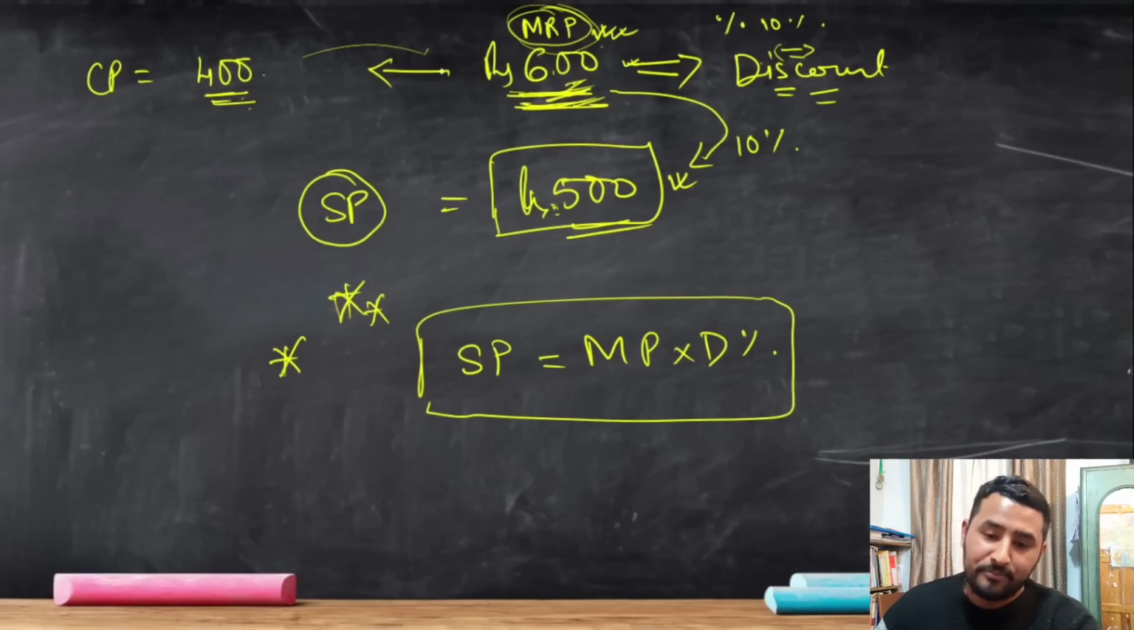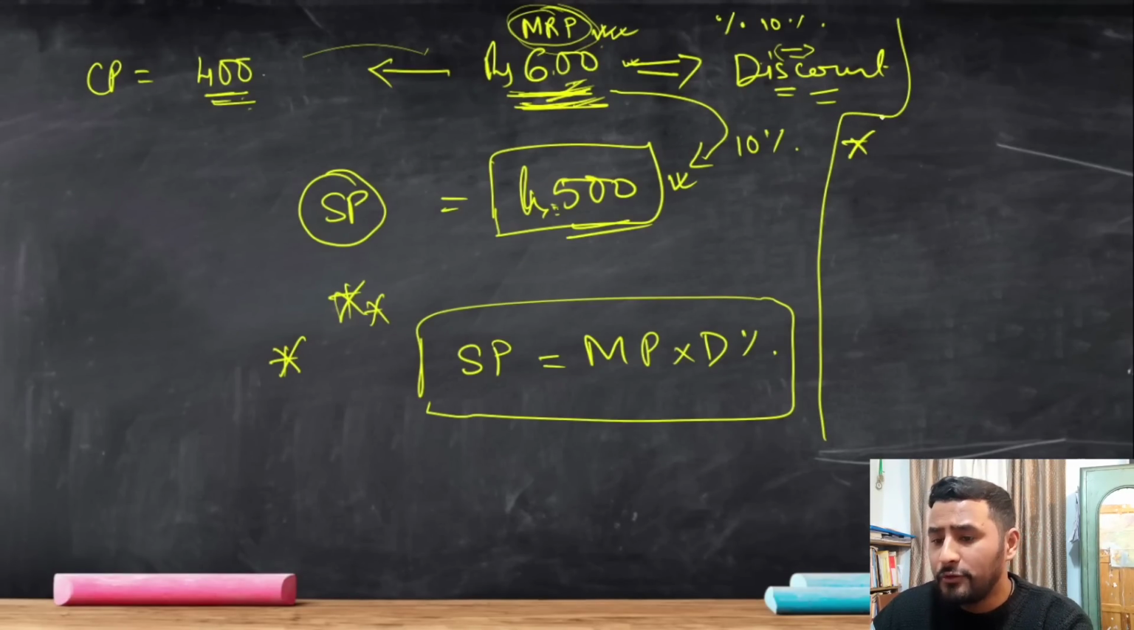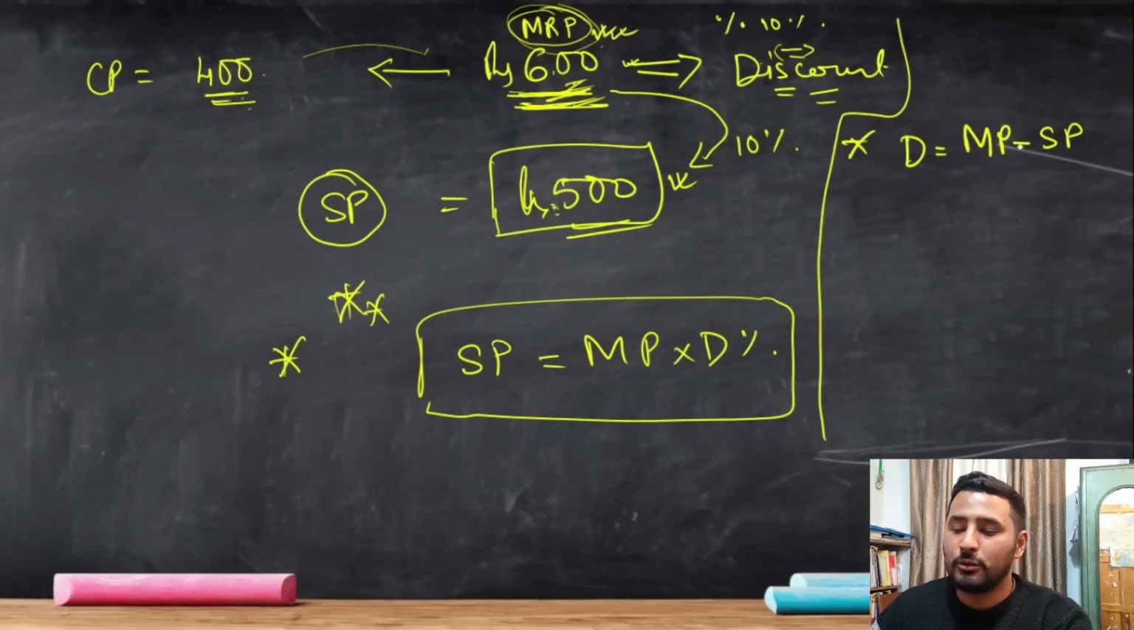Okay, formula for this thing. Now I have not given the formula. Let me just write the formula. Formula for discount. How we'll find discount? Discount is mark price minus selling price. I hope it is clear.